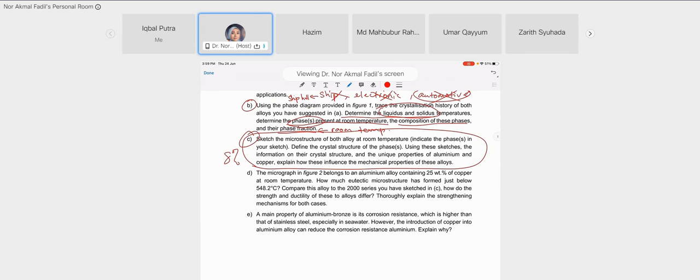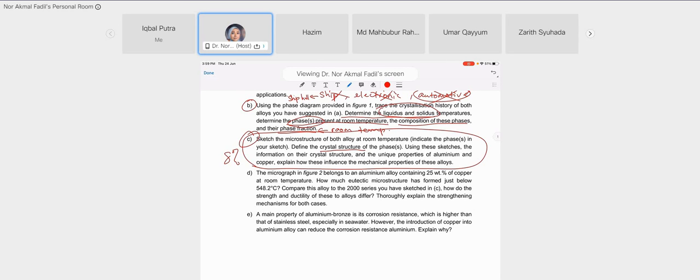Define the crystal structure of the phases. Okay, crystal structure, of course, which is dominant? If aluminium is dominant, it will follow the crystal structure of aluminium, FCC. And FCC and copper is the same, so the crystal structure will be FCC also. And then the structure of the phases is a lamellar structure. You explain all of that.